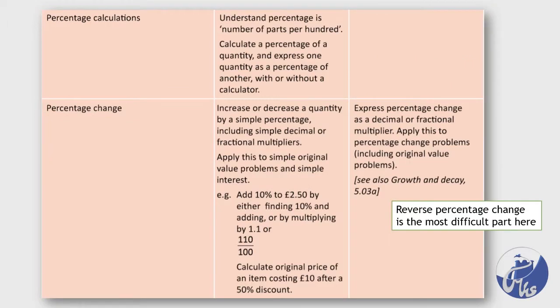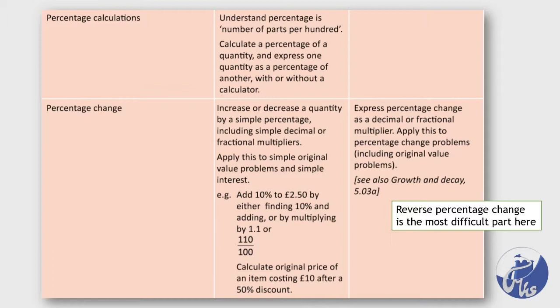Percentage calculation, so knowing that percentage means out of 100, usually then being able to calculate a percentage of a quantity, finding like 10% and 5% and being able to do the standard non-calculator methods. Then one quantity as a percentage of another, so typically done by a division, and then converting that decimal into its percentage. Also, you've got being able to use multipliers.